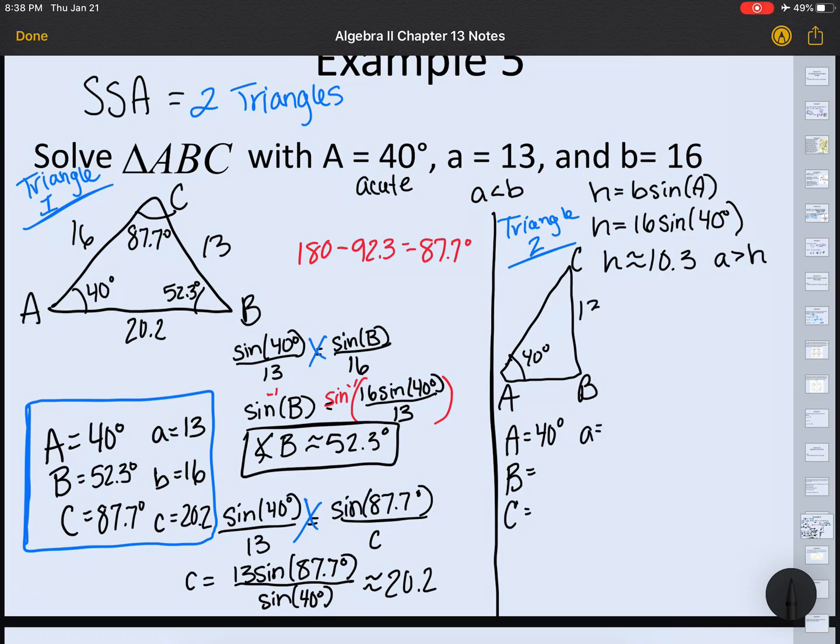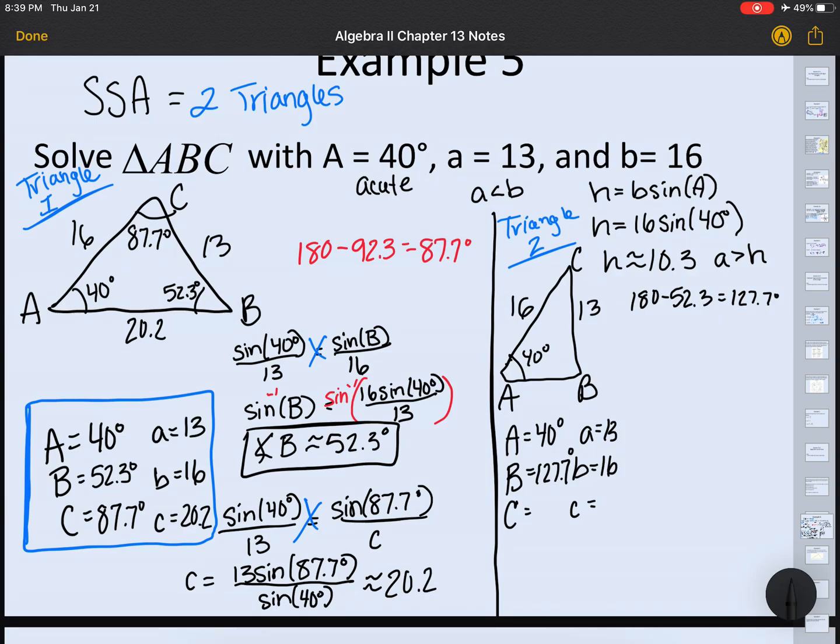Little side length A is 13, and little side length B is 16. And we still don't know angle C and side length C. So when we did sine inverse to get angle B, we got 52.3 degrees. But we could do 180 minus 52.3 degrees to get that obtuse angle for our second case of triangle. So 180 minus 52.3 is 127.7 degrees. Could be angle B.